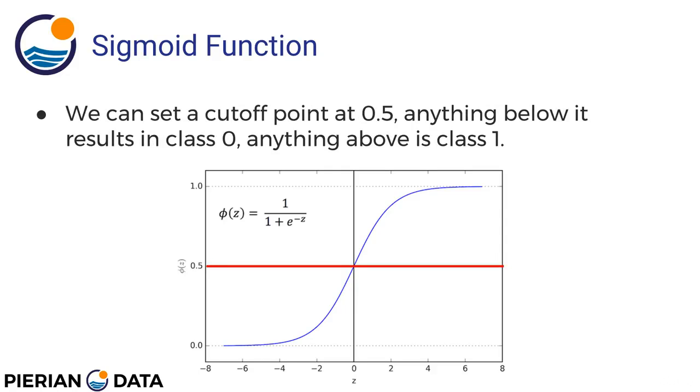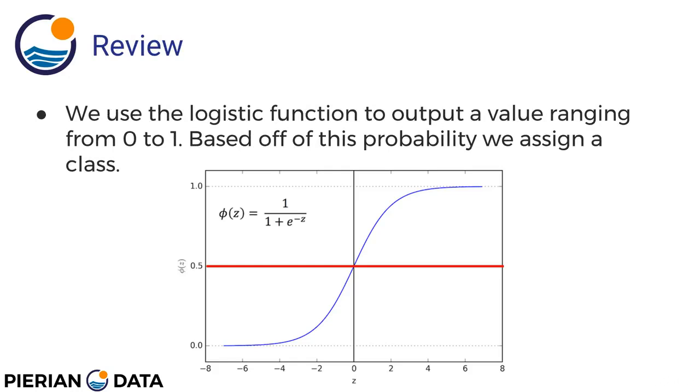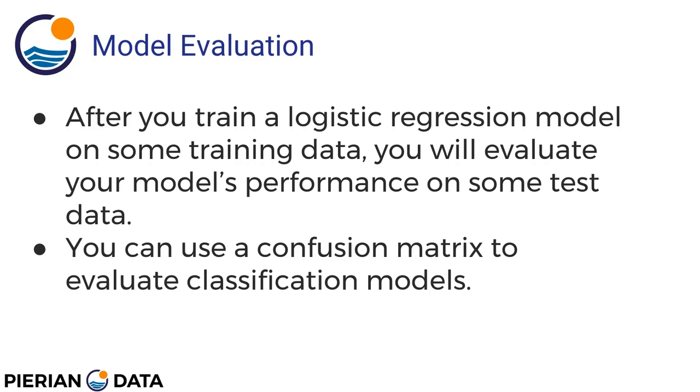And then we can set a cutoff point at 0.5, so that anything below it results in class 0, and anything above it is class 1. We use the logistic function to output a value ranging from 0 to 1, and then based off this probability, we can assign it a class.